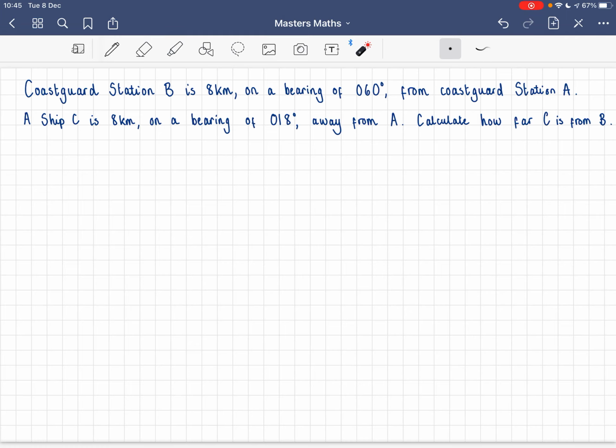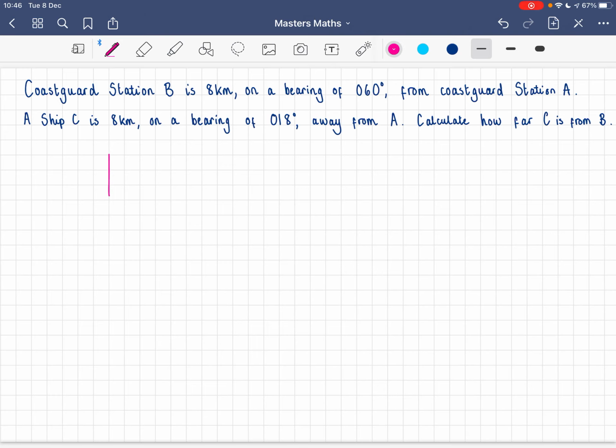So we have Coast Guard Station B is 8 kilometres on a bearing of 60 degrees from Coast Guard Station A. A ship C is 8 kilometres on a bearing of 18 degrees away from A. Calculate how far C is from B. So we need to draw ourselves a diagram, first of all.